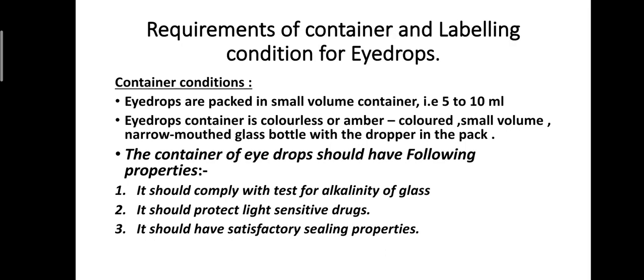Requirements of container and labeling condition for eye drops. Container conditions: eye drops are packed in small volume containers, that is 5 to 10 ml. The container is colorless or amber colored, a small volume, narrow mouth glass bottle with a dropper in the pack. These are the container conditions of eye drops.